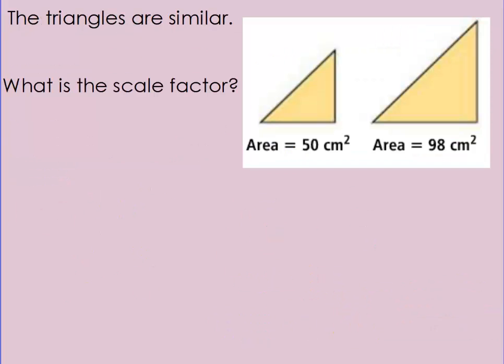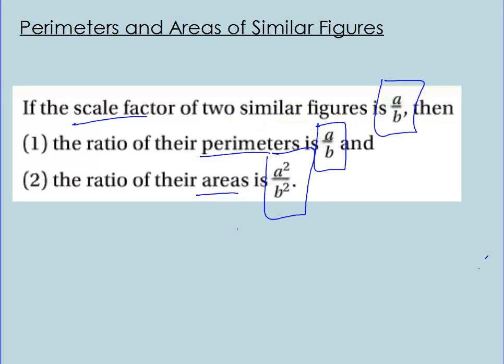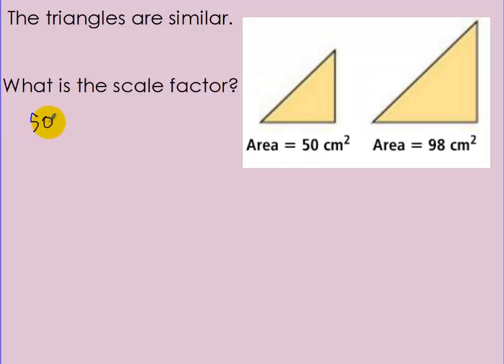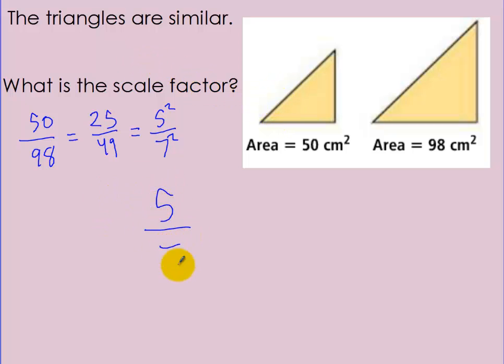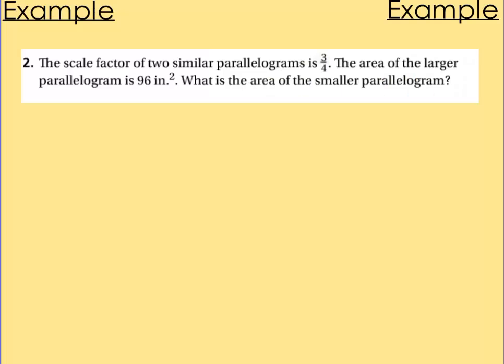Alright, these triangles are similar. What's the scale factor? So I'm telling you the areas, and the ratio of the areas is going to be 50 over 98. That's the ratio of the areas, which reduces, you can divide both those by 2, so it's going to be 25 over 49. I can write 25 over 49 as 5 squared over 7 squared. So if that's the ratio of their areas, that means the scale factor, which is the ratio of their sides, is going to be 5 over 7, because you square root the top and square root the bottom. So 5/7.